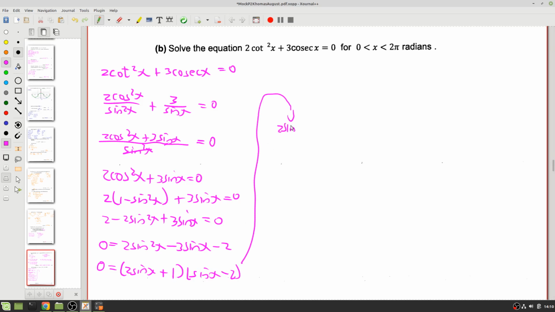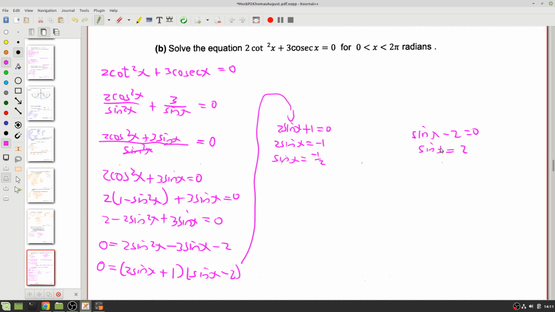Let me just write all of that down. 2 sine x plus 1 equals 0. So that means 2 sine x equals negative 1, which means that sine x equals negative half. Great. And for the other bracket, I'm just going to write that down a little bit lower. Sine x minus 2 equals 0. That means sine x equals 2.